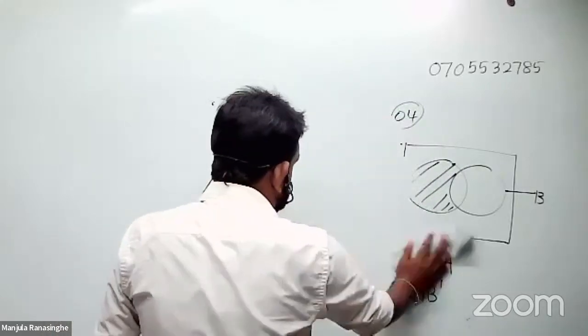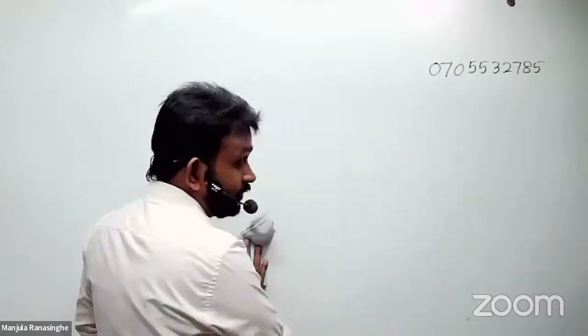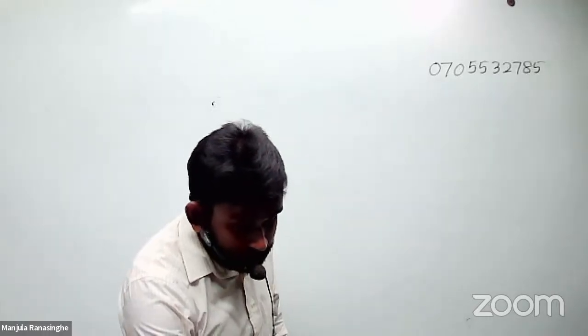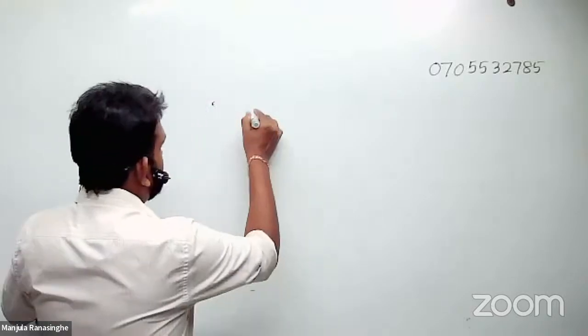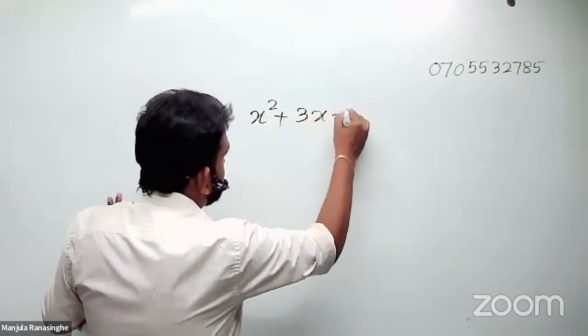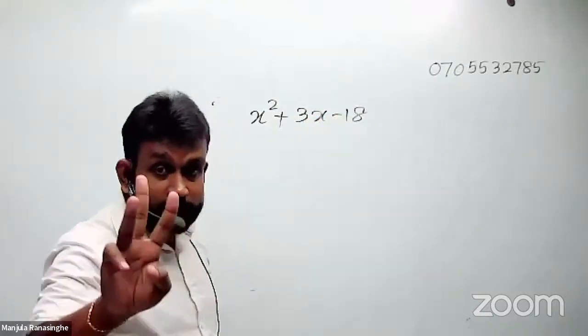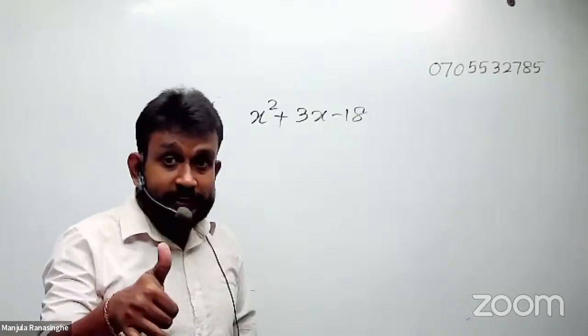Right. So now we are moving to the next part. Question number 5. Factorize this one, x squared plus 3x minus 18. Guys, you know that in factorizing we have three options. What are they? First thing, common factors.